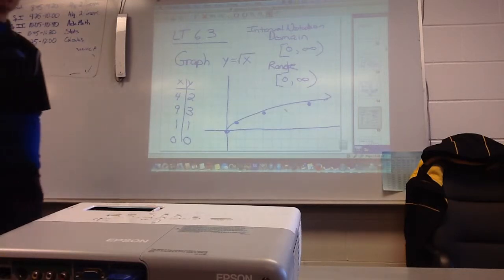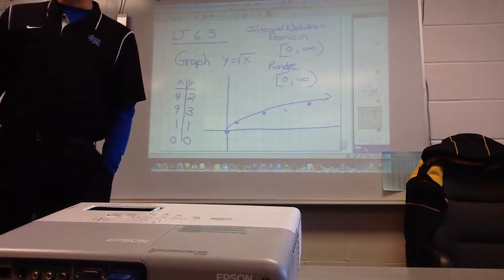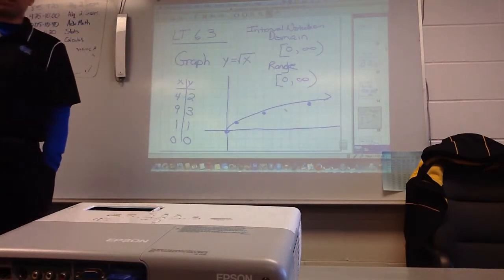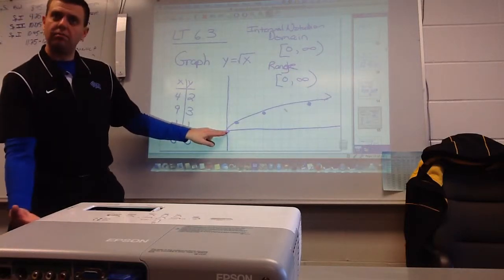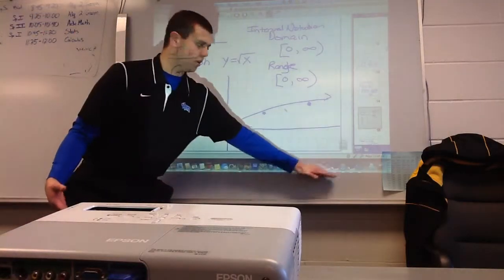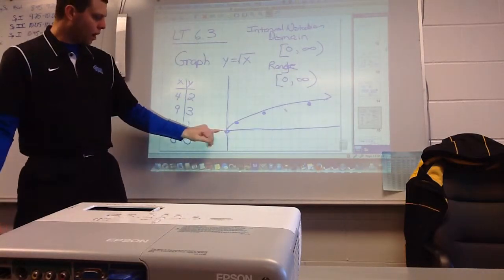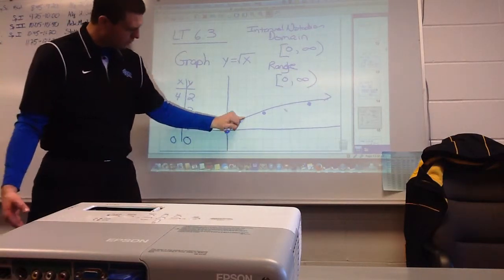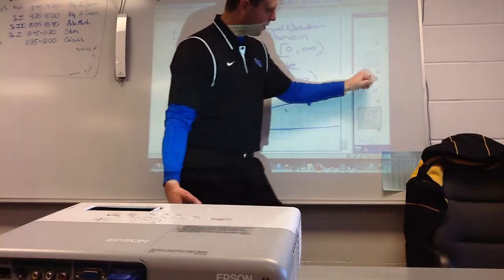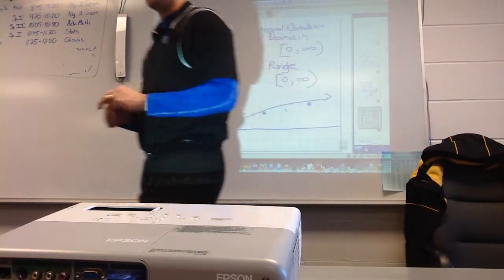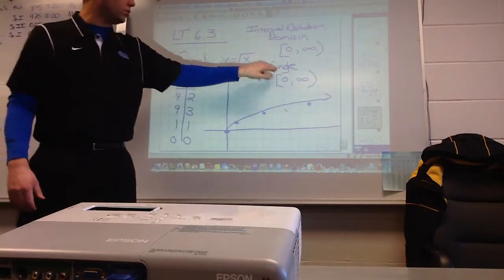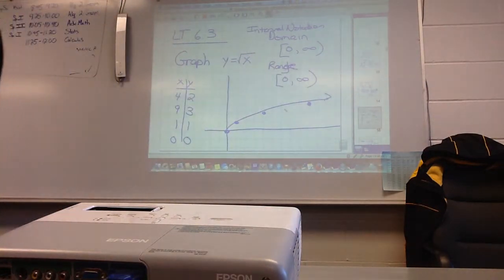Range is your what values? Y values. What y values does that graph touch? Does it ever get any lower than 0? No, it never goes below 0 anywhere, right? What other y values does it touch? Well, everything, because the y values just keep on getting bigger, slowly, but they're getting bigger. So in this case, my range is also 0 to infinity. So the domain is 0 to infinity, the range is 0 to infinity.